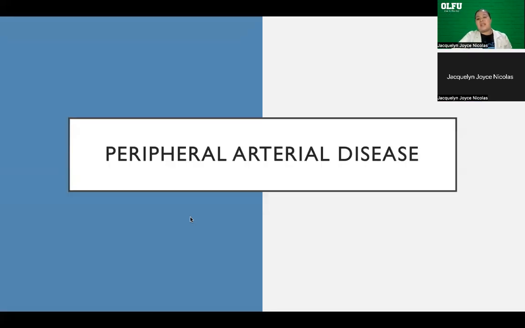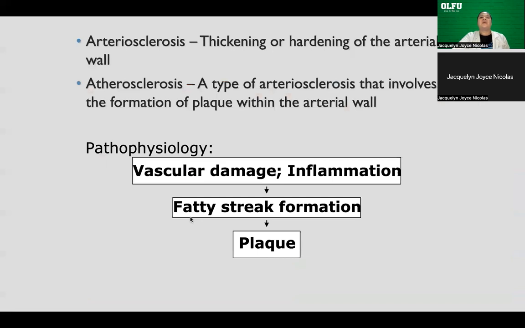Again, as we said, we are dealing with peripheral vascular diseases. Now, let's talk specifically about arteries. We have the peripheral arterial diseases. So again, we have arteriosclerosis, which is usually the cause. Arteriosclerosis is the thickening or hardening of the arterial wall.